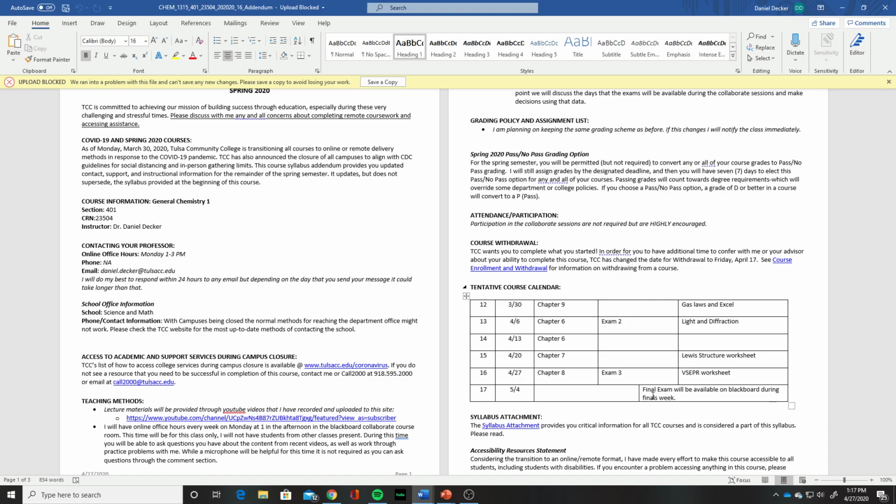Let's see. I think all the labs are up and available as well. Yes, so we have the gas lab, the light lab, the Lewis structure, and VSEPR. So everything you need to finish all of those is up and available. So please get those done as quickly as possible. And the VSEPR and Lewis structure labs are good practice for the exam as well, making sure that you know how to work through those.